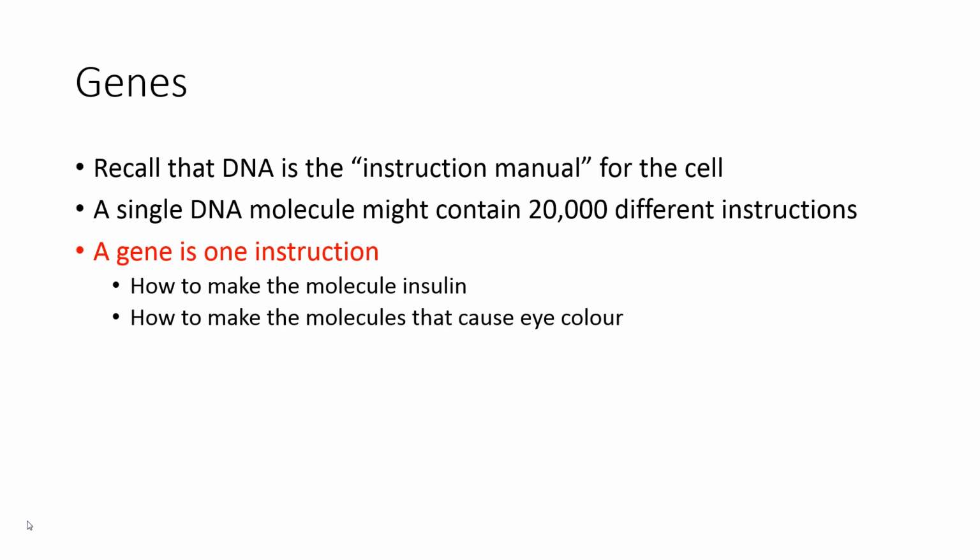A gene is one of those instructions, one of those 20,000 in a single DNA molecule. So I gave you the oxygen and sugar example. Other examples might include a gene, for instance, that tells the body how to make the molecule that we call insulin. A different gene would be an instruction that would tell the body how to make the molecules that cause our eyes to have a particular color. So a gene is an instruction carried in the DNA.